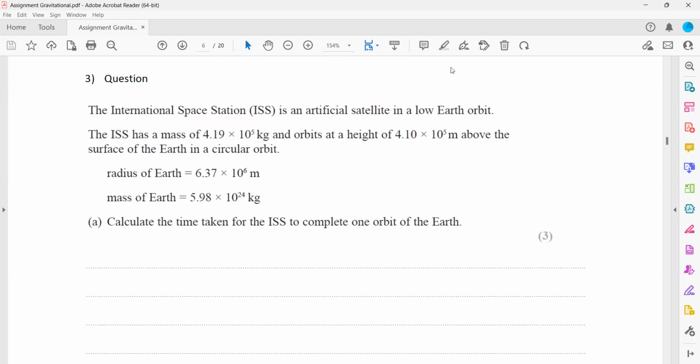So this is our Earth and this is representing an International Space Station. So this distance is 4.1 exponent 5, this distance. And the radius of the Earth, that is 6.37 into 10 to the power 6 meter. So what is the total distance between the center to this International Space Station? That will be the sum of these two.